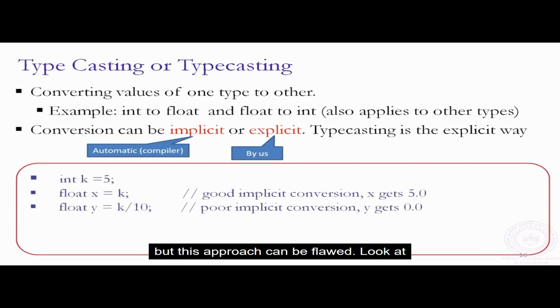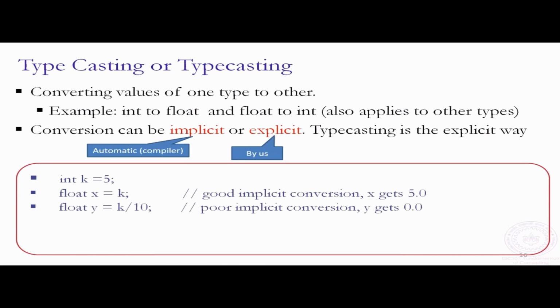But this approach can be flawed. Look at what happens here. We do an implicit conversion again, trusting the compiler to get the job done for us, and it doesn't work. The RHS evaluates to 0 because k is an integer and 10 is an integer, and then you try and put it in a float box and it goes there, but it goes as 0.0.